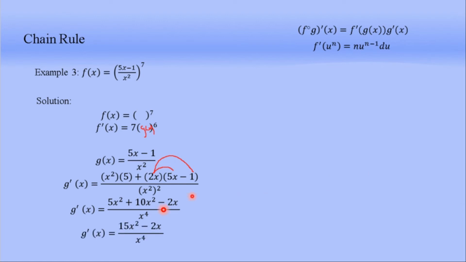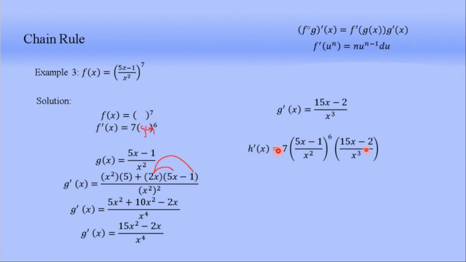And then, as you can see, we have similar terms, so combine these. We're going to add 5x squared plus 10x squared, which will be 15x squared. And so the derivative of g of x is 15x squared minus 2x over x raised to the fourth power. Okay, as you can see, we can still factor out the x.